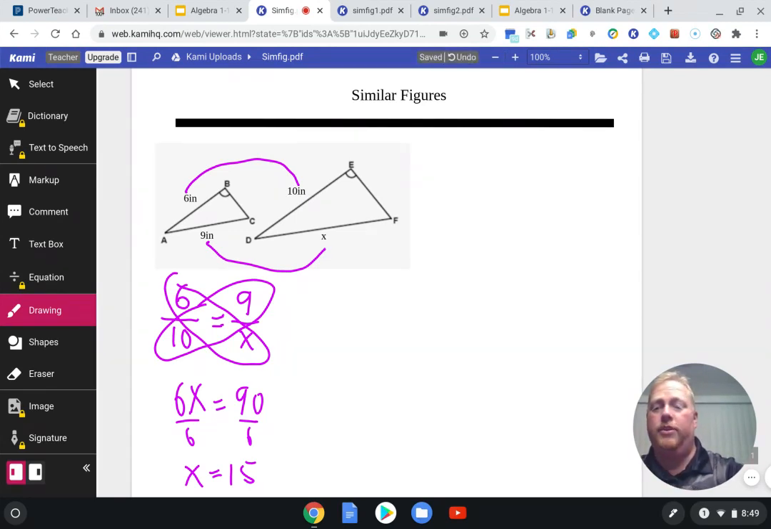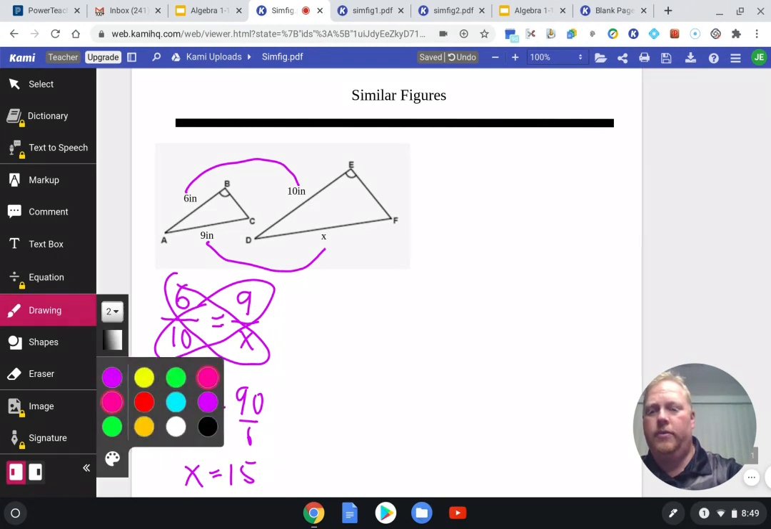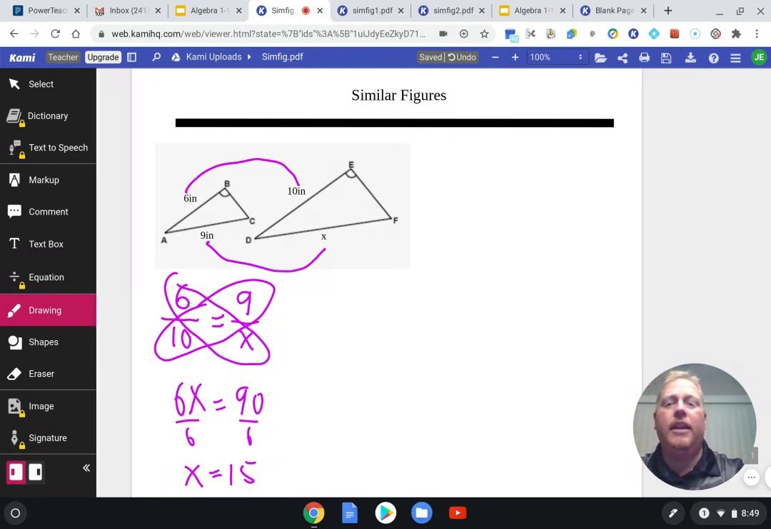Now another way we can do this is, instead of comparing the 6 to the 10, I can compare this 6 to another side in the same figure. So I could start off comparing this 6 inches to this 9 inches.